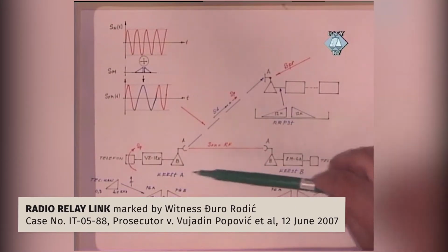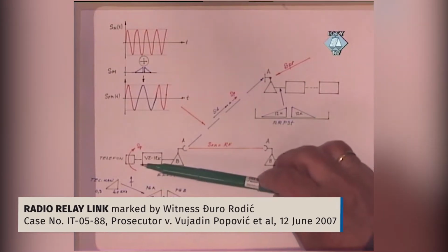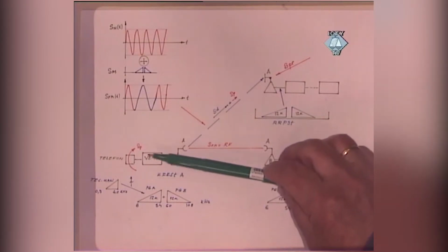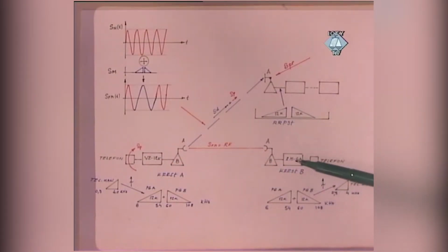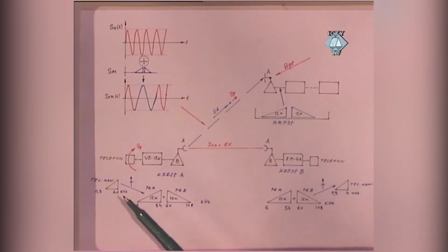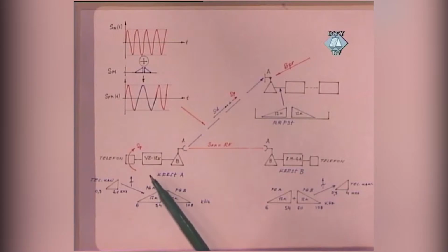It has not been so important for this analysis because it does not transmit frequencies. It only facilitates the passage of signals along the relay route. What this stands for is a radio channel in the frequency range of 3 to 4 kilohertz.